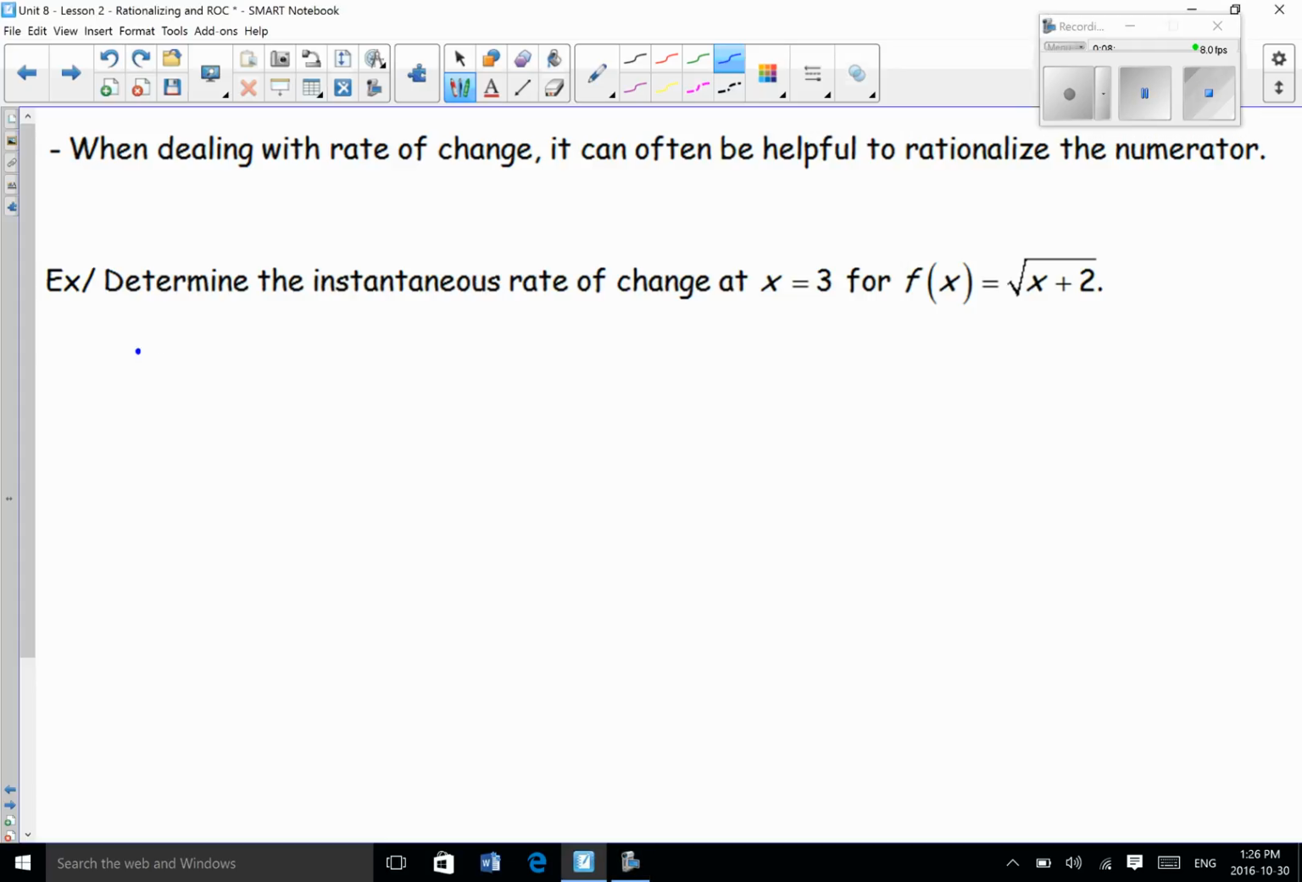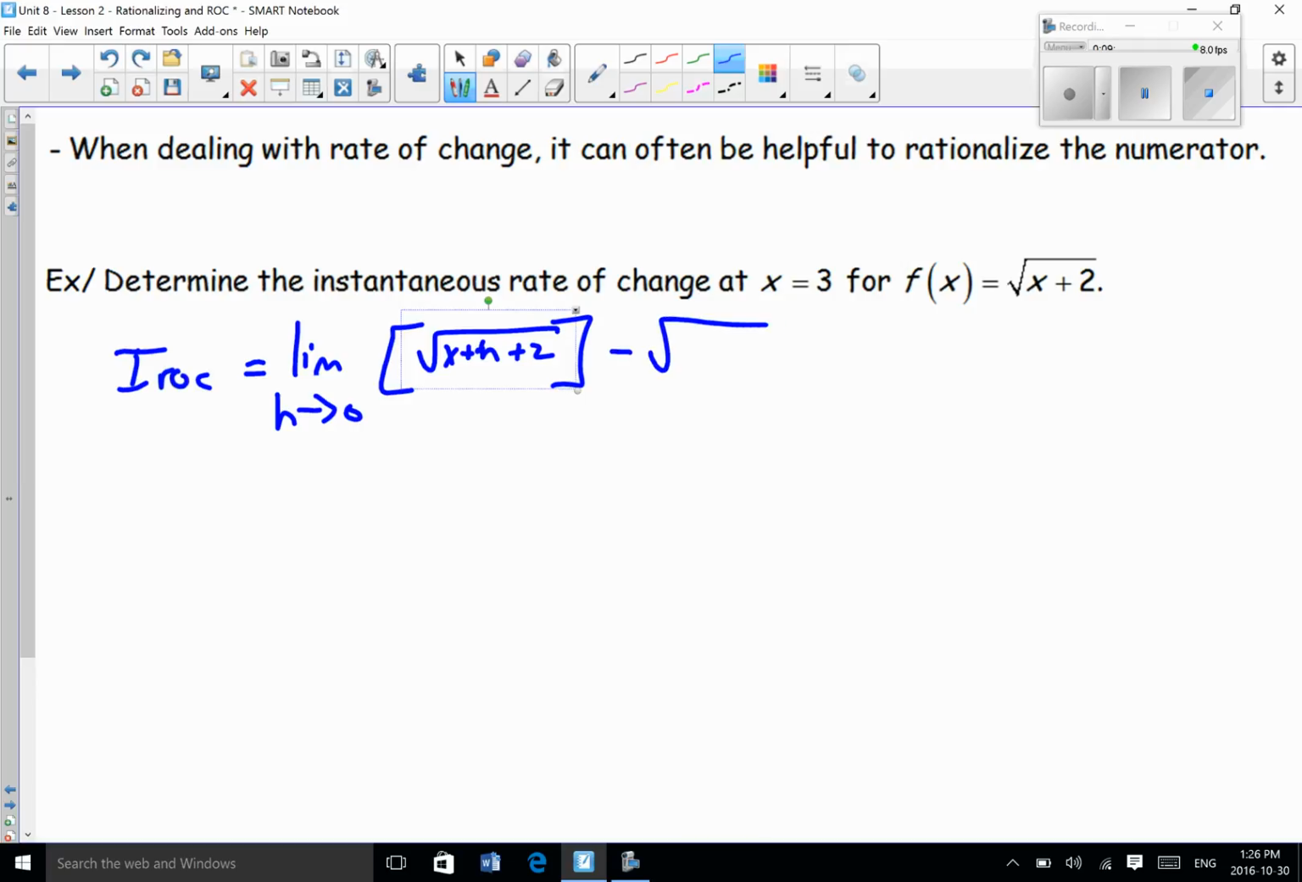So we said our ROC, or our slope gradient, I mean the same thing, can be found as the limit as h approaches 0 for our function. So our function is, wherever I see an x, I'm going to replace it with x plus h plus 2, minus the function, all over h.